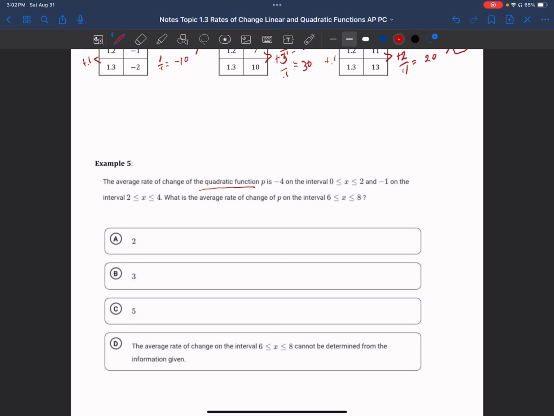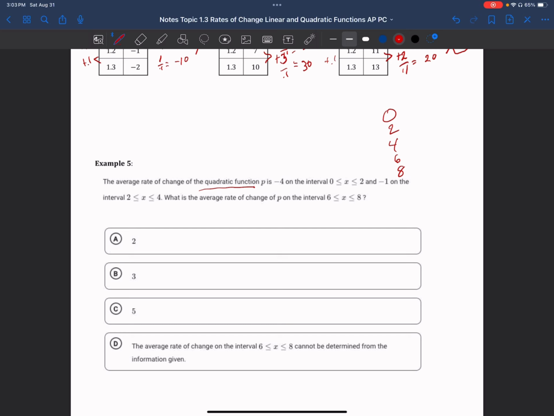They also gave me two domain intervals and the corresponding rate of change for those intervals. If we notice, the first one goes from 0 to 2 and then 2 to 4. So they are going to be listed on my table that I'm going to create. I'm going to say the first one is 0, 2, 4, and then 6, and then 8. I know they didn't give me any information from 4 to 6, but I can use the properties to find what the rate of change is from 4 to 6.